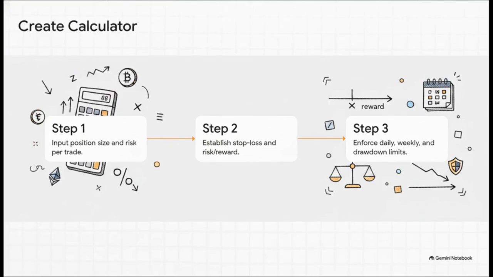So, this brings us to the final practical mandate of our explainer today. The source material gives us one very clear directive: create a risk management calculator. And here is exactly how a trader fulfills that requirement using everything we've covered so far. Step 1, you input your desired position size alongside your strict risk per trade percentage. Step 2, you establish the exact price for your stop loss and calculate the risk to reward ratio. And step 3, you hard-code your daily, weekly, and maximum drawdown limits right into the system. Whether you build this in a simple spreadsheet or use a dedicated trading app, plugging in these predefined metrics completely automates your defense before you ever enter a ticker symbol.